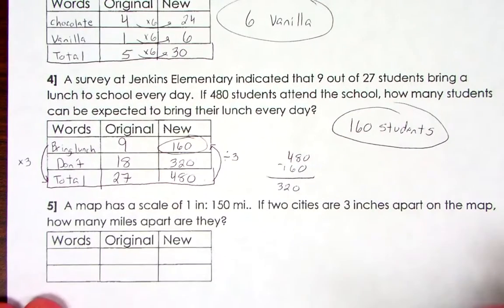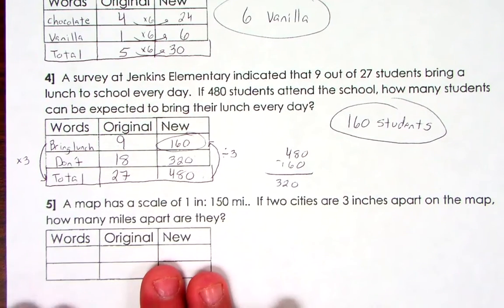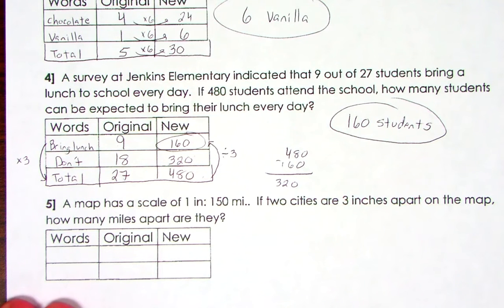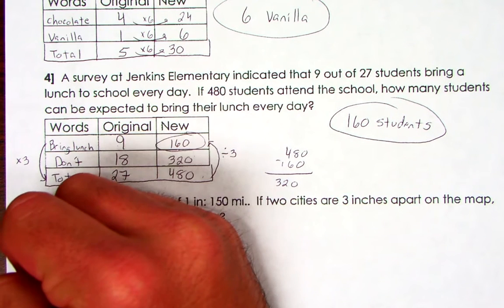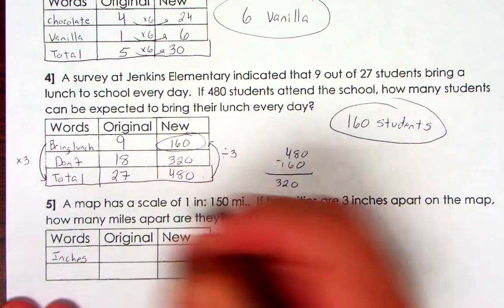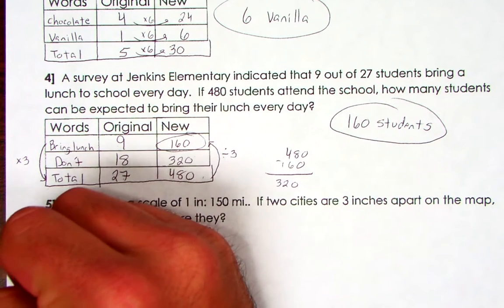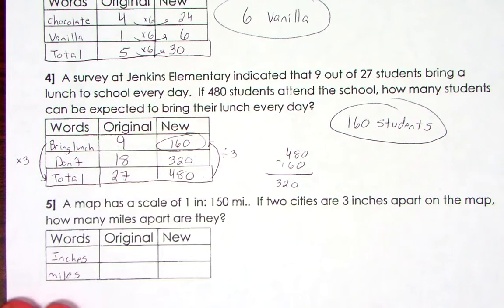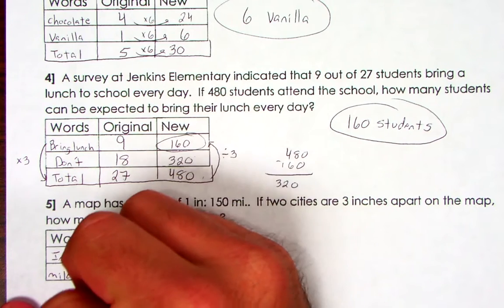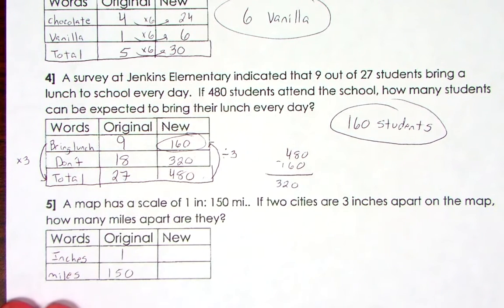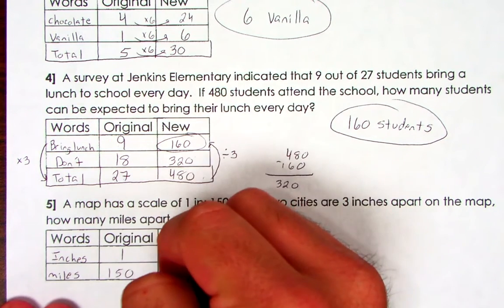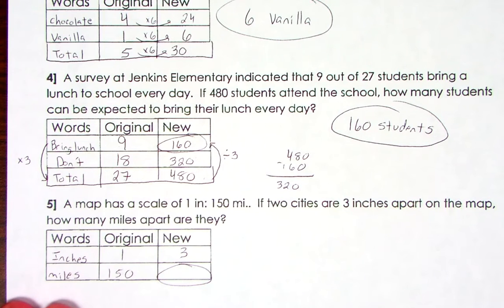Last one, number 5. We're going to leave this one alone because this one's nice and easy. A map has a scale of 1 inch is equivalent to 150 miles. If two cities are 3 inches apart on the map, how many miles apart are they? So we're comparing inches to miles. 1 inch is equal to 150 miles. If we have 3 inches, how many miles is that?